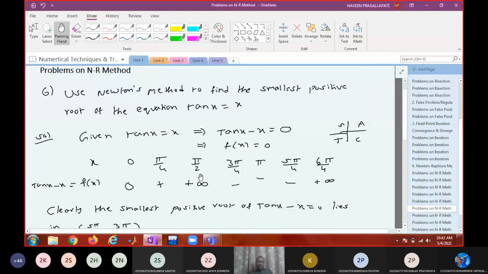But after pi by 2, what is 3 pi by 4? 3 pi by 4 is 135 degrees. Tan 135 means tan of 90 plus 45, so that is minus cot 45, which is negative. So at pi by 4 it is positive, at 3 pi by 4 it is negative. Do you think that there is a root in between pi by 4 and 3 pi by 4?